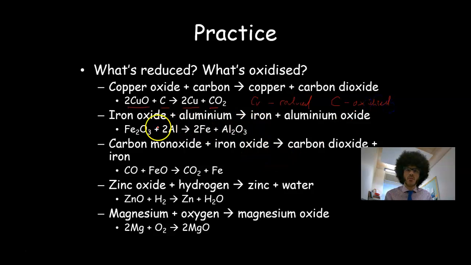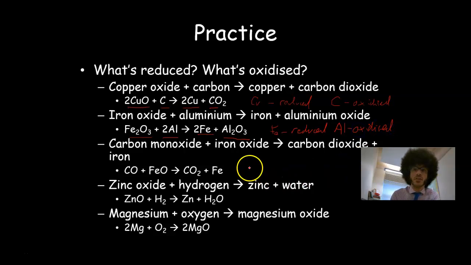Let's have a look at my second example. Iron oxide plus aluminium goes to iron plus aluminium oxide. My iron oxide, when it turns into iron, it's clearly lost oxygen. Therefore, my iron has been reduced. However, if you look, my aluminium has turned to aluminium oxide. It's clearly gained oxygen in this process. Therefore, my aluminium has been oxidized.